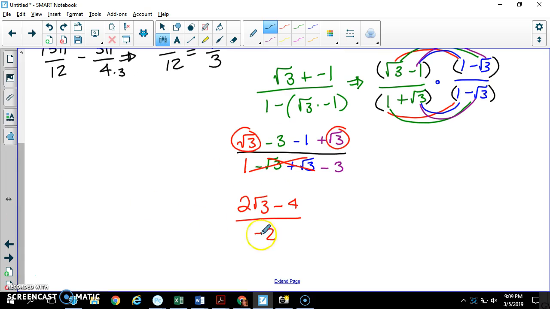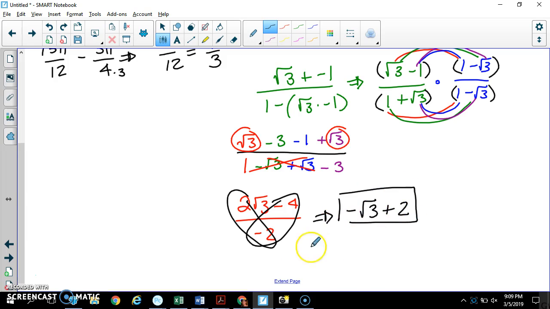Now I just have this ugly looking fraction that I need to reduce. So really, 2 square root 3 over negative 2 becomes negative square root 3. Negative 4 over negative 2 becomes positive 2. And there is my answer. That is your tangent for this one.